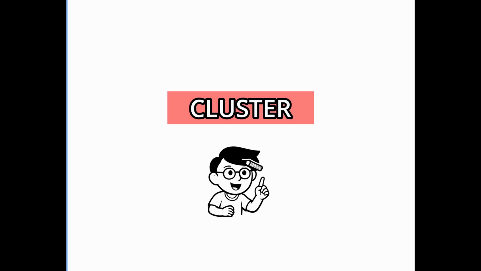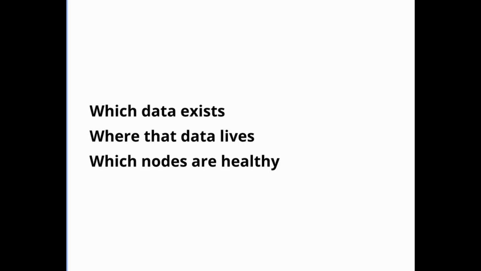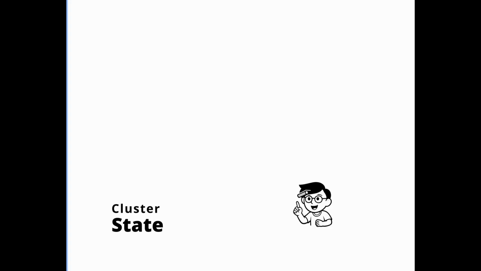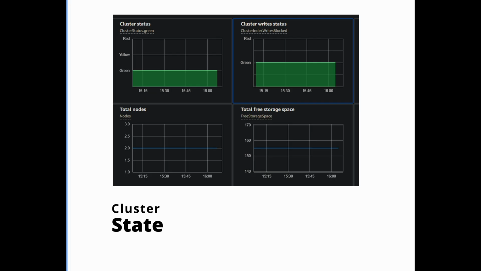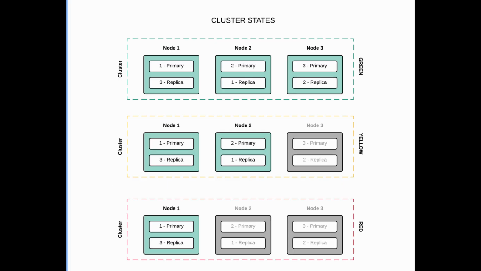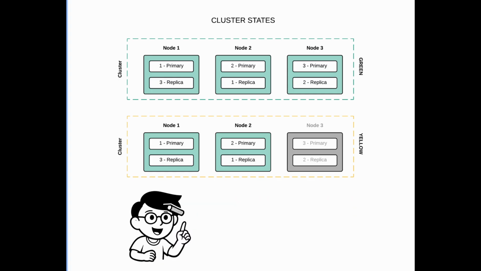Inside a cluster, Elasticsearch keeps track of which data exists, where that data lives, which nodes are healthy, and which nodes are responsible for what. This information is called the cluster state. What is cluster state? The cluster state is like the cluster's shared memory. It contains things like the list of all the nodes, all indices, and shards that we learned about in the previous video. And all of this brings us to the master node.